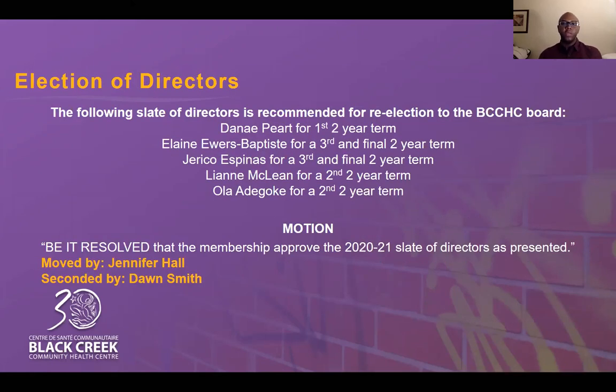So the following slate of directors are recommended for re-election to the board. We have Dana for a first 2 year term, Elaine for a third and final 2 year term, Jericho for a third and final 2 year term, Leanne for a second 2 year term, and Ola for a second 2 year term. So I'm going to bring up the motion: be it resolved that the membership approve the 2020-2021 slate of directors as presented. This was moved by Jennifer Hall and seconded by Don Smith. If there are no objections or abstentions, I would move this motion. The motion has been moved.